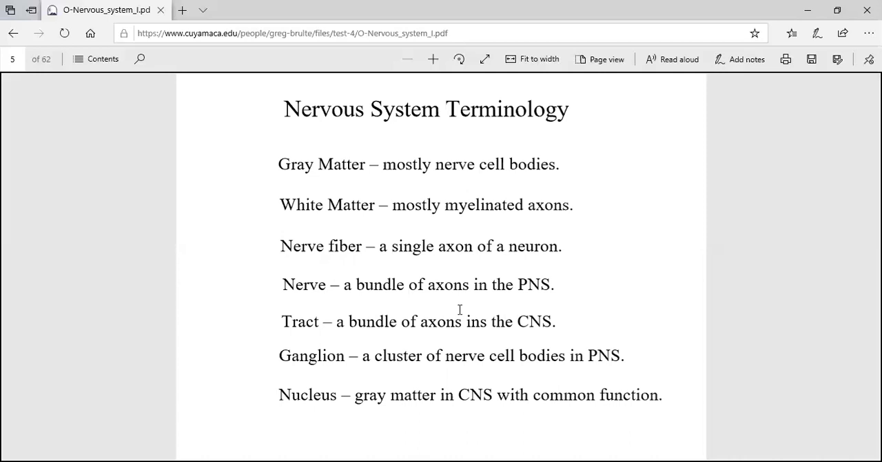that's mostly myelinated axons. You should know what an axon is from your 130 classes, or your 101 classes if you're Southwestern, 130 classes if you're Cuyamaca. So a nerve fiber is just a single axon. You remember in our muscle section, the entire skeletal muscle cell they called a fiber. Here, it's not the entire cell, because the cell body is still just called the cell body, but the axon is called the fiber, okay? A bundle of fibers in the periphery would be a nerve.